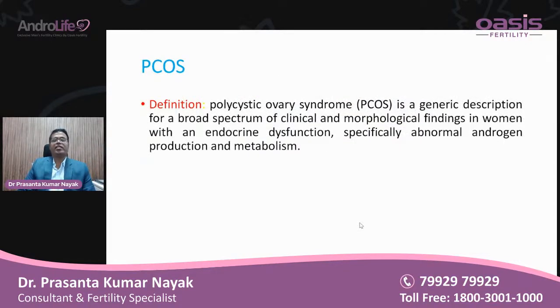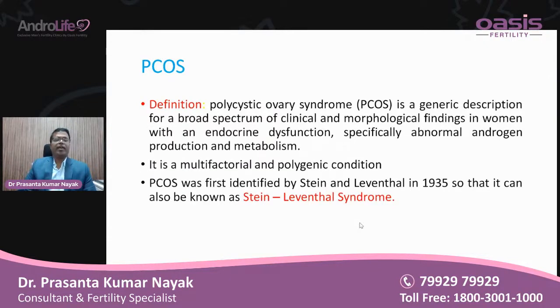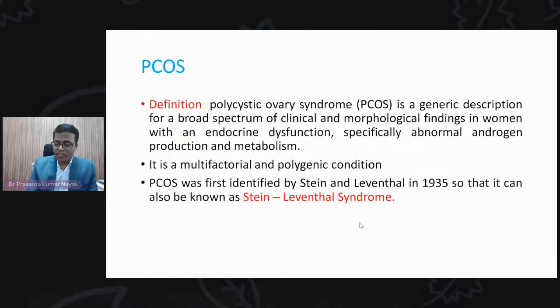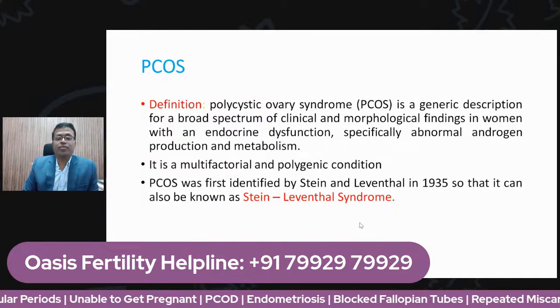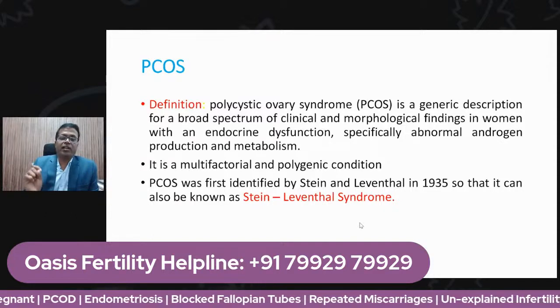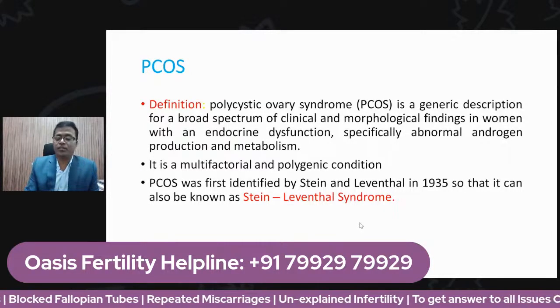It is a condition we can attribute to the presence of abnormal androgen production and metabolism. Also, there is some endocrinological dysfunction, and it is a spectrum of clinical and morphological findings or presentations. It is polygenic and multifactorial. If you ask me what the actual etiology or cause of polycystic ovary syndrome is, I cannot explain it with a single cause, because many factors are responsible, and there is some genetic influence also. To simplify, there are many factors, not exactly one cause, responsible for polycystic ovary syndrome.